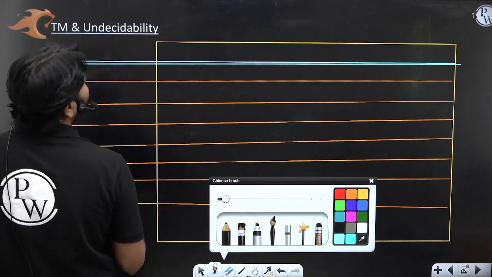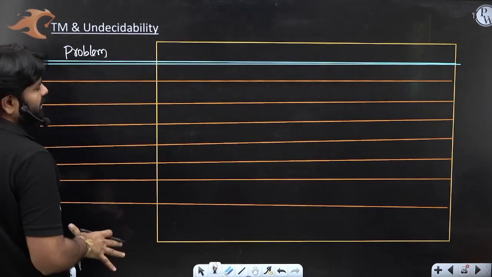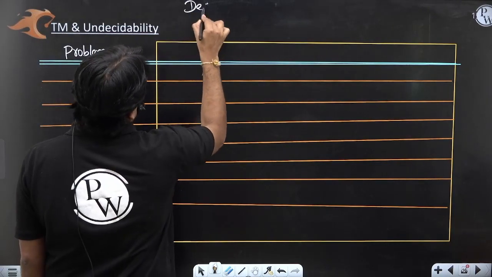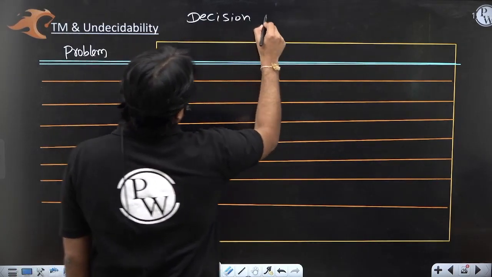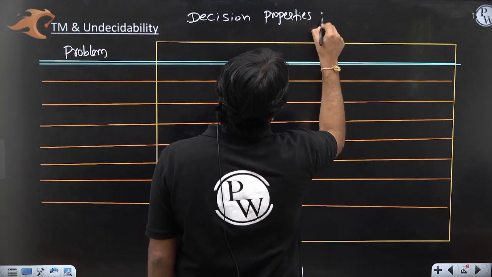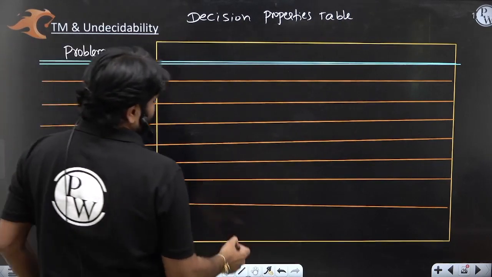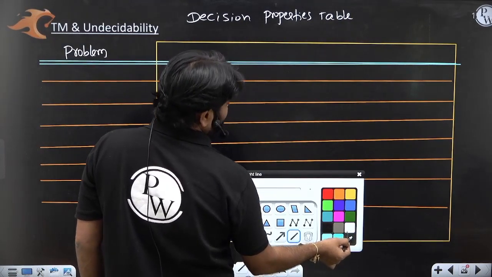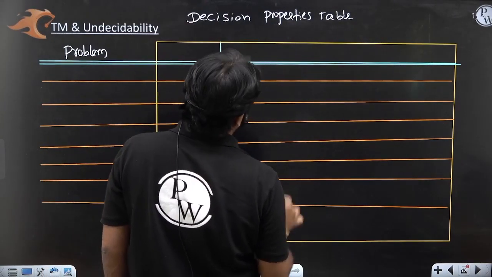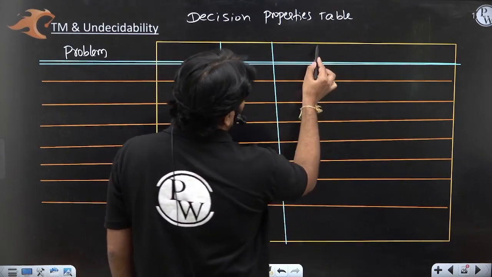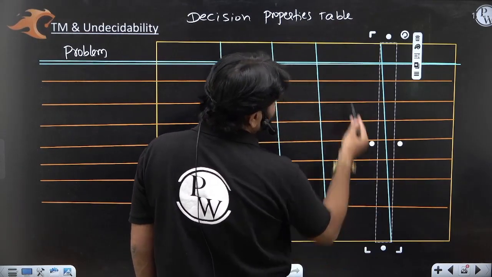Let me write the names. Here I am going to write the problem names. So we can call this table the decision properties table. What is the name of the table? Decision properties table. We'll have the problems to decide whether they have a halting Turing machine or not. First we'll have the column for regular languages or finite automata. Then we'll have DPDA or DCFLs, or PDA, and then we have LBA, halting Turing machine. You have the same column here.